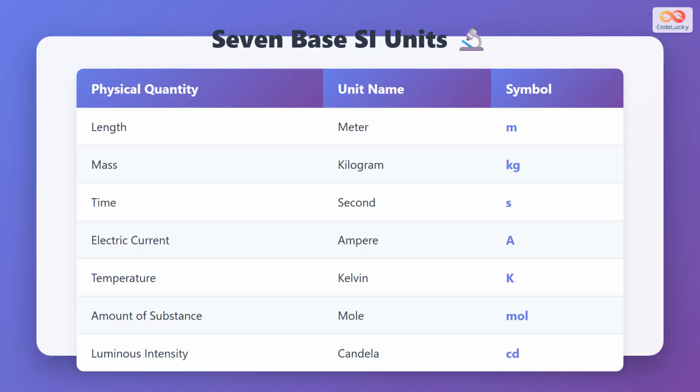The SI system is built on 7 fundamental base units. These are the building blocks from which all other units are derived. The 7 base units are meter for length, kilogram for mass, second for time, ampere for electric current, Kelvin for temperature, mole for amount of substance, and Candela for luminous intensity. Each of these base units measures a specific physical quantity and has its own unique symbol.